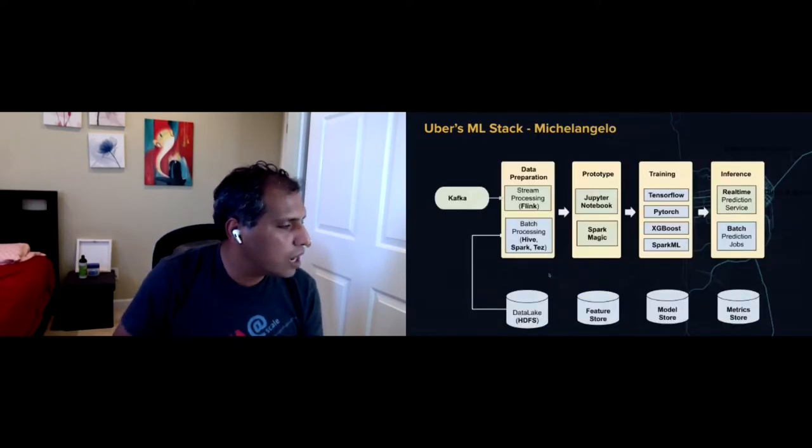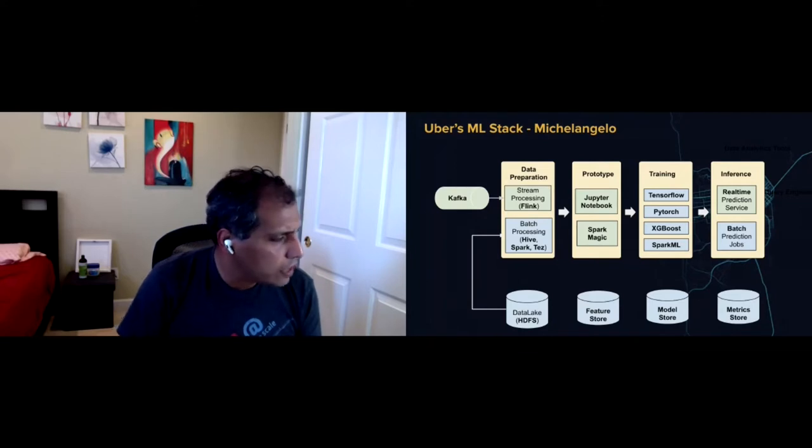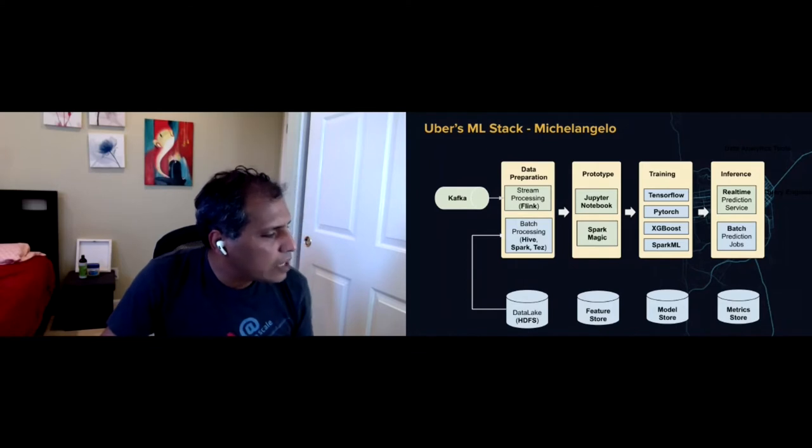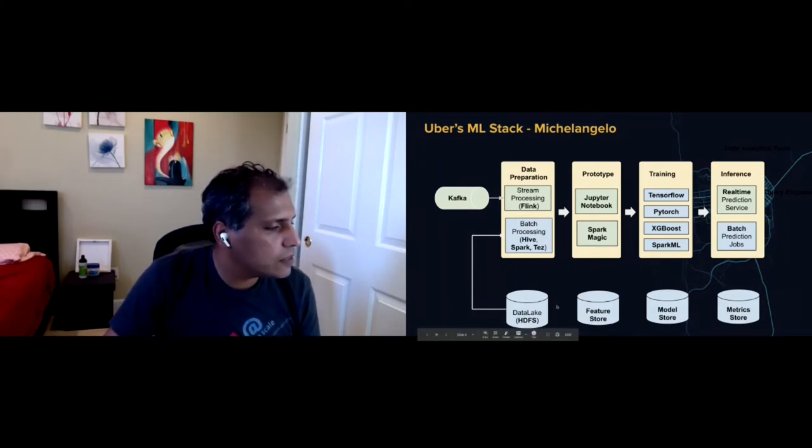it generates all the events in Kafka, and then they get prepared through stream processing with Flink and batch processing with Hive. The stream processing will put this information into sinks like Kafka again or Cassandra, and the batch processing with Hive and Tez will put it into the data lake like HDFS.